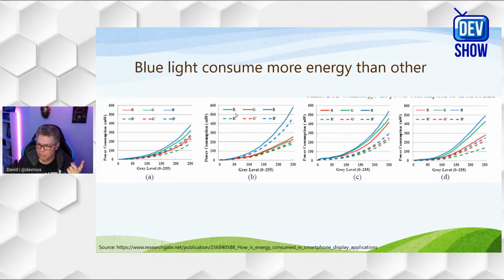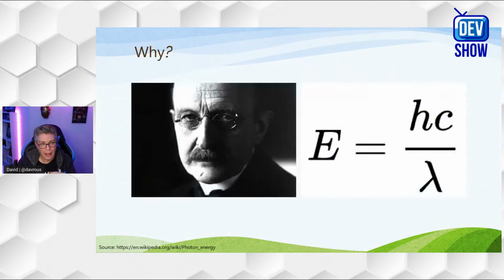And first, I was asking myself, and maybe you also ask yourself the question, why is blue consuming more energy than red? Because of this guy named Planck. He created this equation, this rule, for the energy being consumed by a photon, and it's inversely proportional to the wavelength. So even if blue light has a shorter wavelength, it's going to consume more energy than red light.